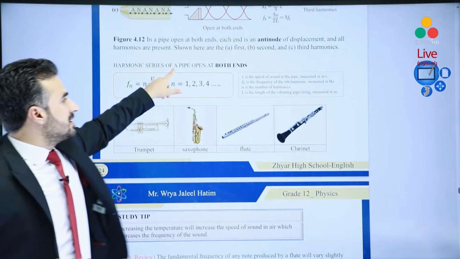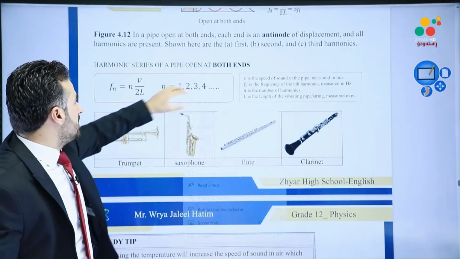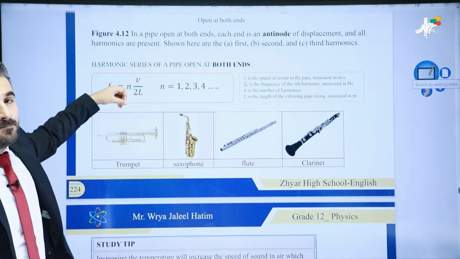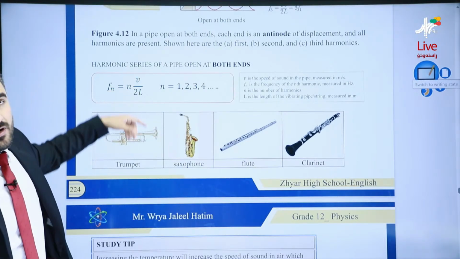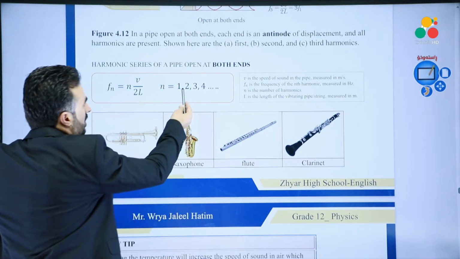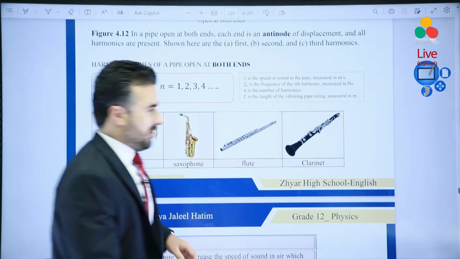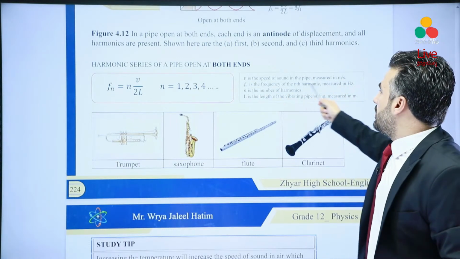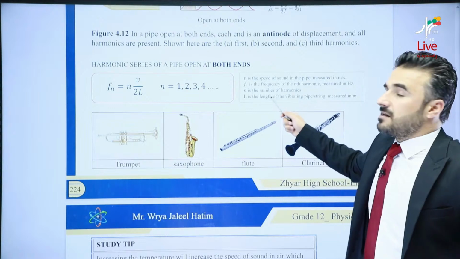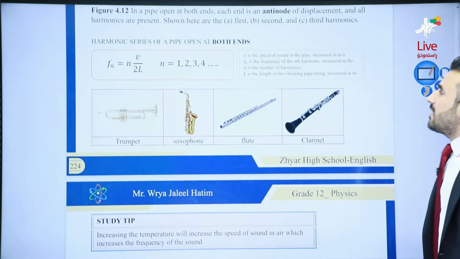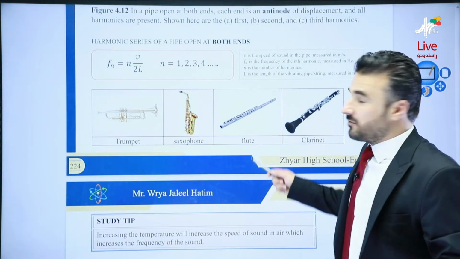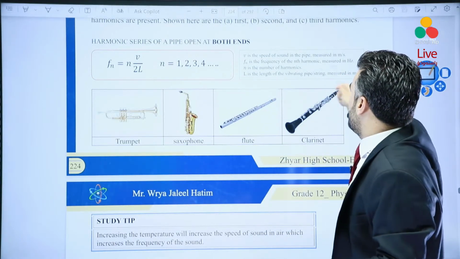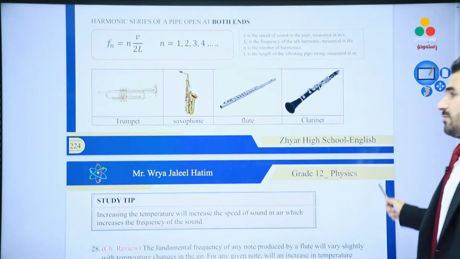We can say the harmonic series for a pipe that is open at both ends equals what? Fn equals n times v, the speed, divided by 2L, where n, the number of harmonics, equals 1, 2, 3, and so forth. And of course v is the speed of sound in the pipe, measured in meters per second. Fn is the frequency of the nth harmonic, n is the number of harmonics, while L is the length of the vibrating pipe. Because we said it is the same for a string as well, we can use the same equation. If that is for a string, L is the length of the string, which is always measured in meters.